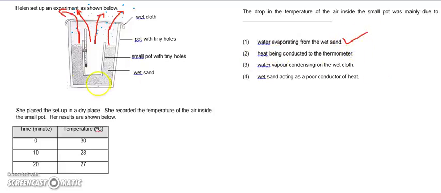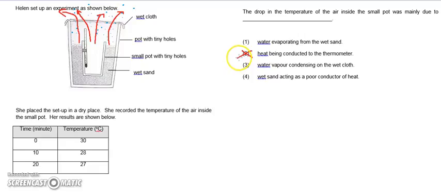Heat being conducted to the thermometer. I mean, the heat needs to touch the thermometer for the thermometer to work, but that does not explain the drop in the temperature. We are explaining the drop in the temperature. Okay, so that would mean that 2 is not so correct.